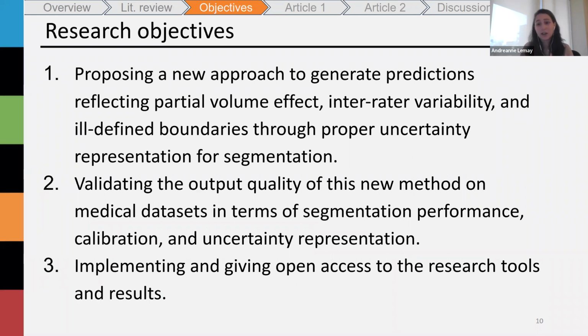And so the second objective was really to test this new approach and test the quality of these soft predictions, to make sure that the softness in our prediction also corresponded to zones where there is high inter-rater variability, for example, or partial volume effect, and to make sure that our overall predictions were calibrated. Finally, the final objective was to implement all these research tools and make them publicly available and open to the community.